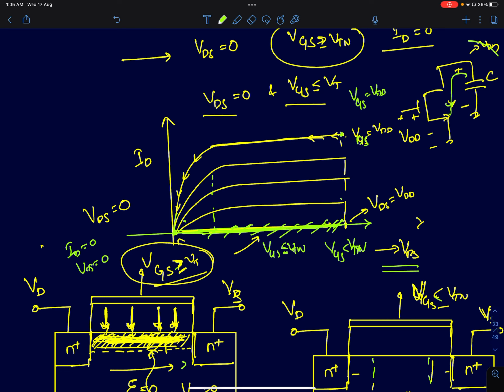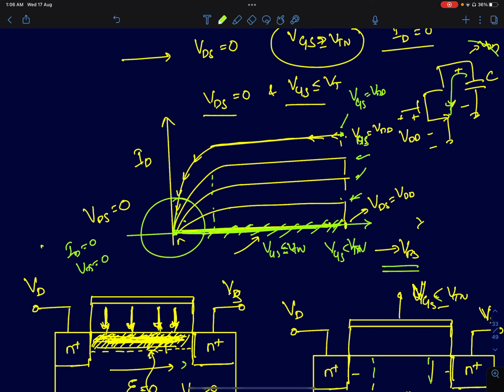Now, since you know the ID versus VDS graph, we plot ID versus VDS for different values of VGS. Whatever the value of VGS, if your VDS is zero, which is this point here, all these graphs converge to ID equal to zero. If your drain to source voltage is zero, there is no lateral electric field to push the carriers between drain and source. So there will be no current conduction in that case, and the current will come to zero.